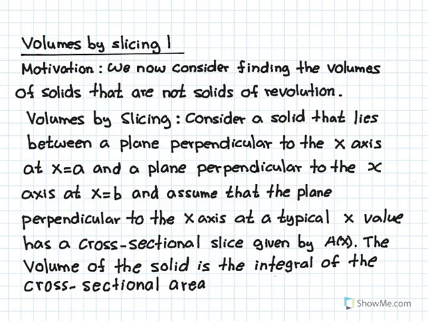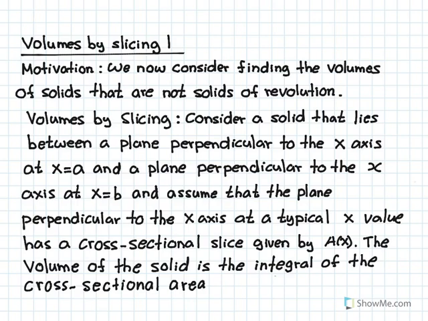We now consider finding the volumes of solids that are not solids of revolution. That means that we don't have cross-sections that are perfectly circular. For example, the cross-section can be a square, can be a rectangle, can be a triangle, can be an isosceles triangle, an equilateral triangle, could be anything.